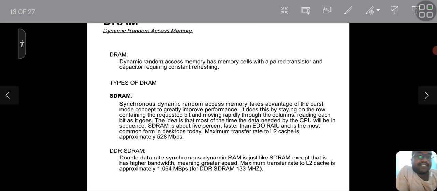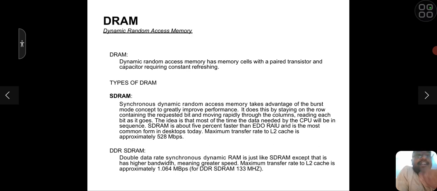Next is DRAM, dynamic random access memory. DRAM is just memory cells with a pass transistor and capacitor, requiring constant refreshing. Types of DRAM: SDRAM is synchronous dynamic random access memory. It takes advantage of burst mode, because it will greatly improve performance.